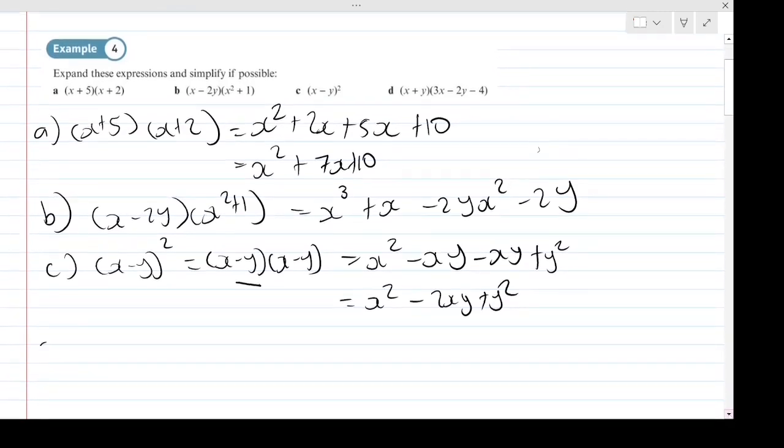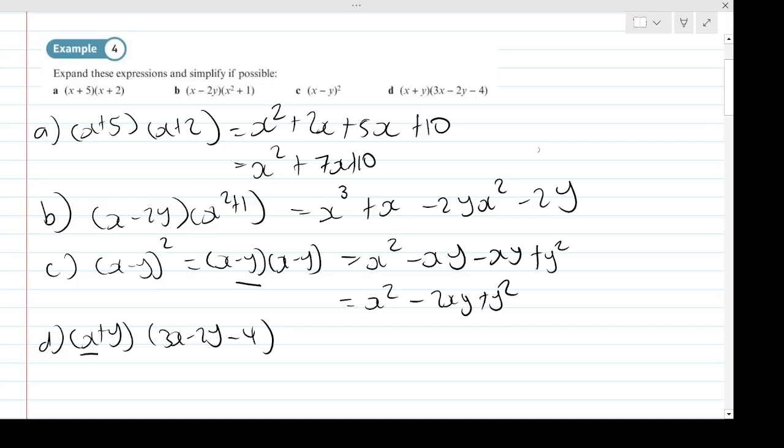We have x plus y, and then 3x minus 2y minus 4. And this is a little bit trickier because it's not two terms. Now it's three terms. The second bracket's extended a little bit. We've got more to consider. But the exact same method, okay?